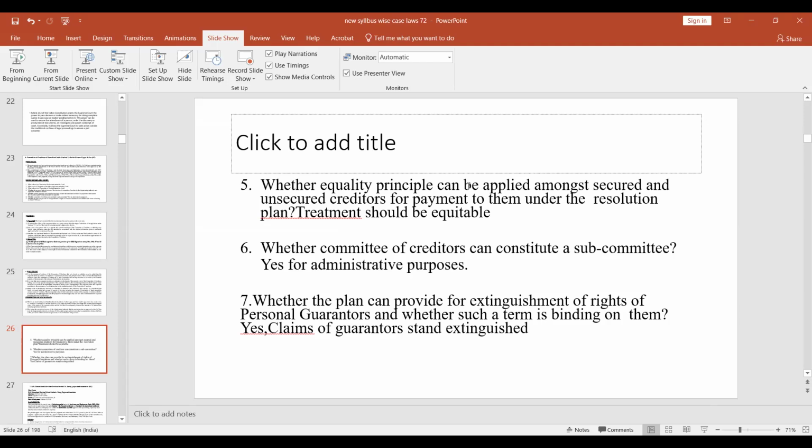Next point which was considered was whether the plan can provide for extinguishment of rights of personal guarantors. Because what happens is, suppose a personal guarantor has paid money on behalf of the CD. So whether it will step into the shoes of the CD, whether such a term is binding. So they said the resolution plan is equally binding on the personal guarantors also and the claims of guarantors shall stand extinguished.